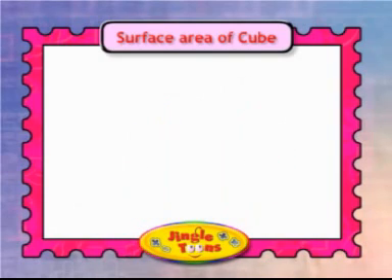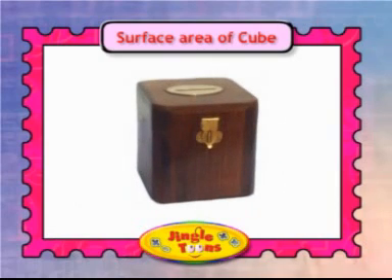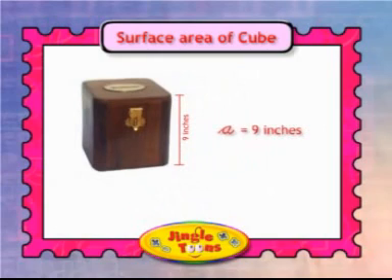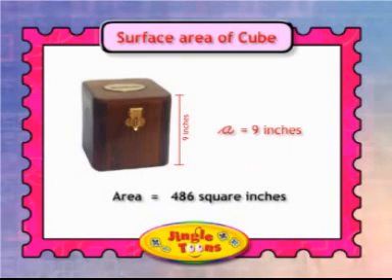Now here is how we can use the formula. If you had to calculate the area of a little cubical box with one of its faces having the side length of 9 inches, here is what you would do. The formula is area is equal to 6 multiplied by A square. So, area is equal to 6 multiplied by 9 square. Therefore, area is equal to 6 multiplied by 81. And thus, area is equal to 486 square inches.